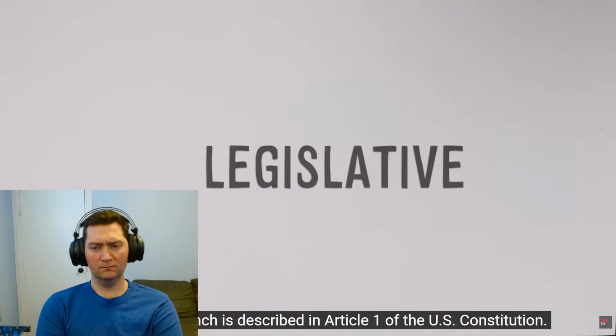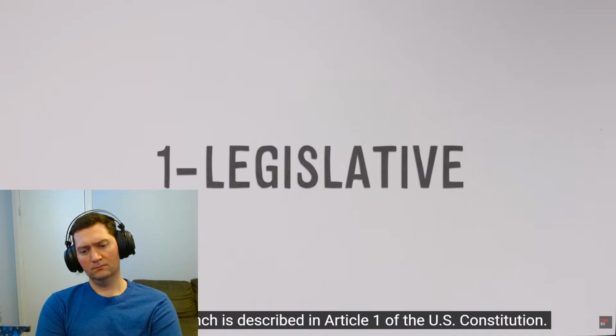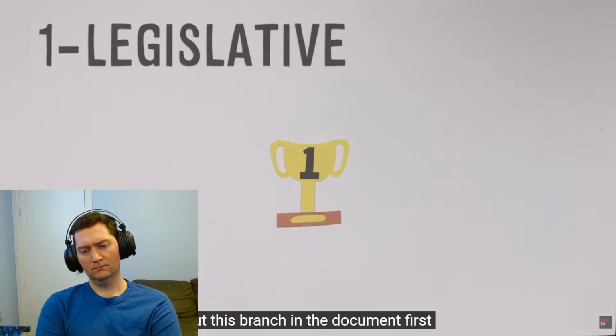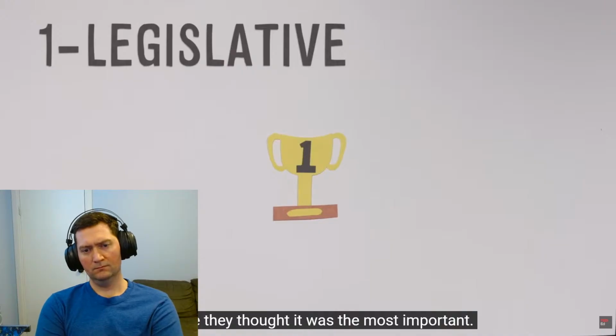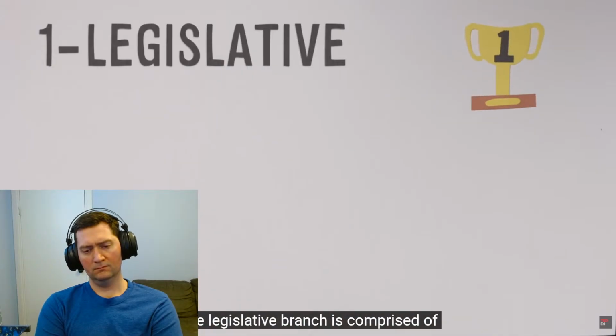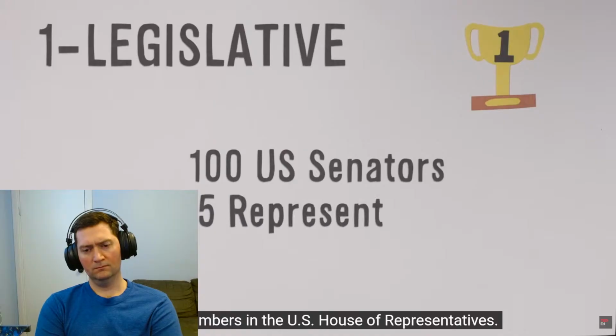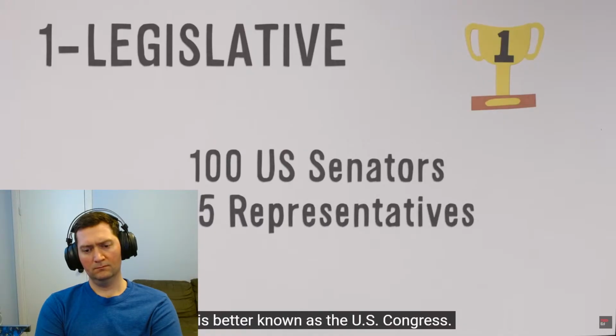The legislative branch is described in Article 1 of the U.S. Constitution. Many people feel that the Founding Fathers put this branch in the document first because they thought it was the most important. The legislative branch is comprised of 100 U.S. senators and 435 members in the U.S. House of Representatives. This is better known as the U.S. Congress.